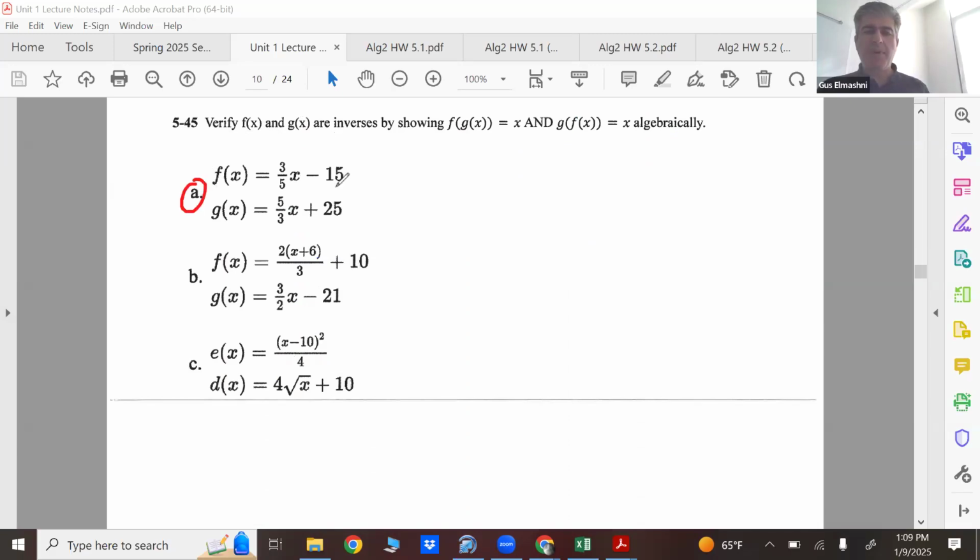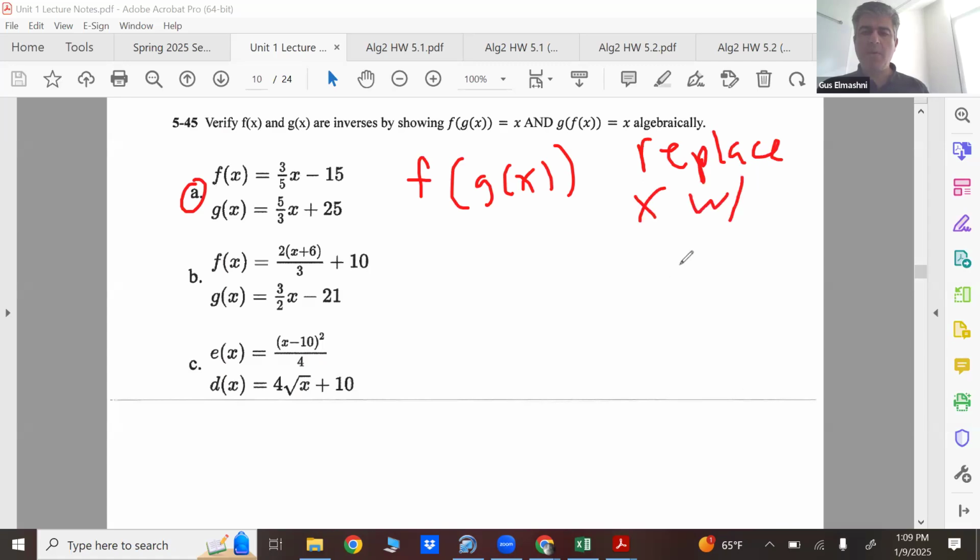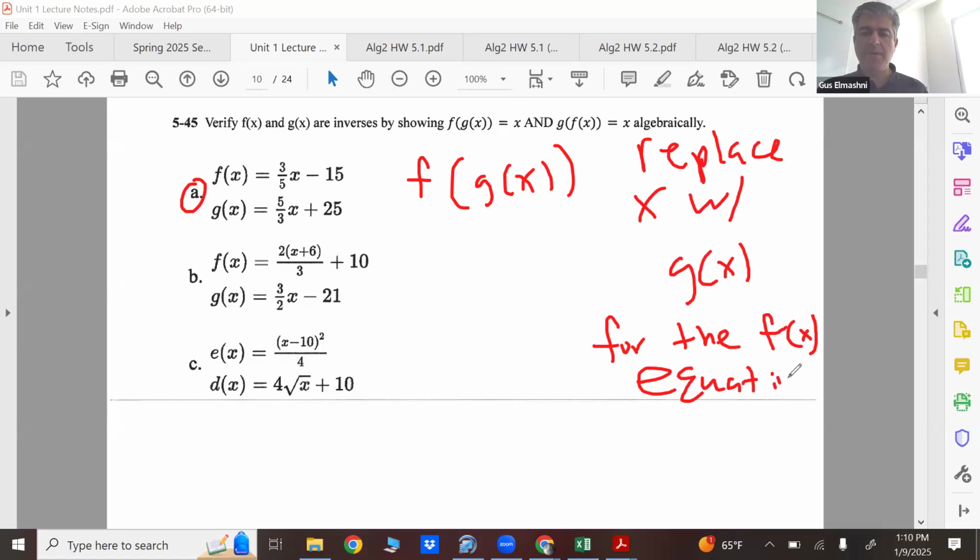So here's how we do it, guys. Part A. f of g of x. So you're going to replace x with g of x for the f of x equation. So where f of x is, you put the equation of g of x. Let me do it down here.